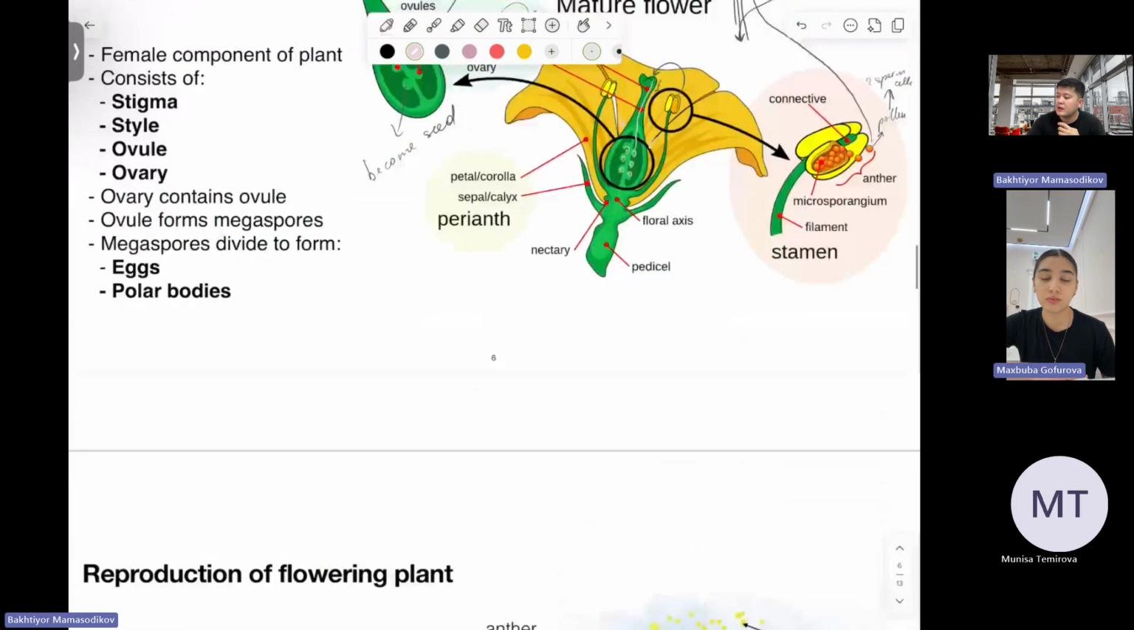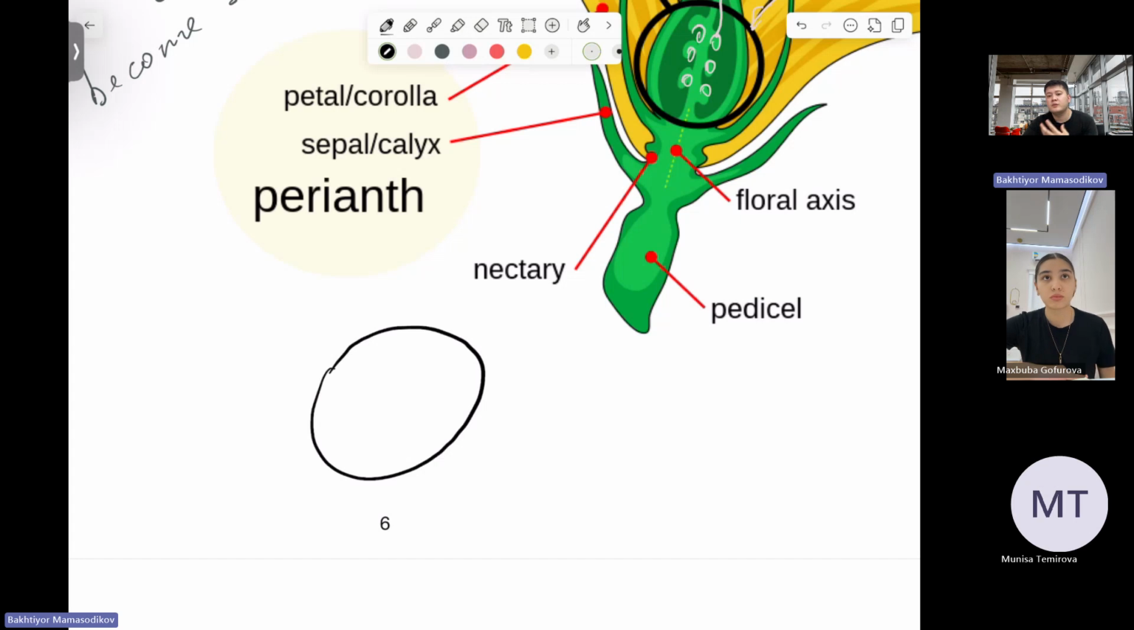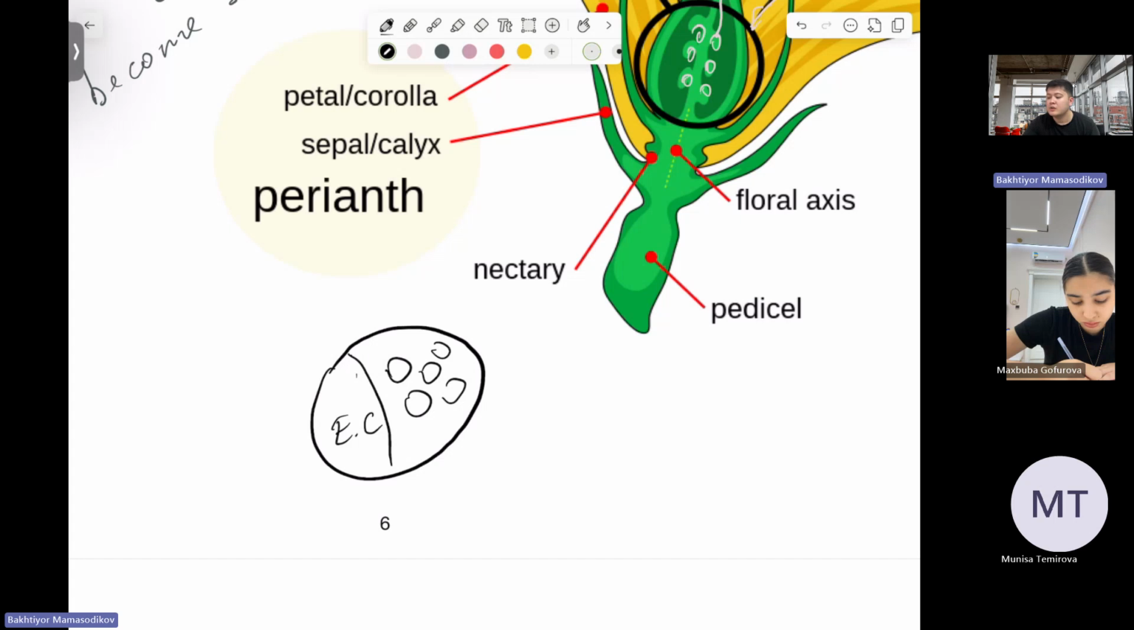But in the ovule, inside of the ovule, if I draw this ovule, imagine this is one ovule. They form the megaspores actually, and these megaspores undergo division to form the egg cell. Okay, the one that will be fertilized. Inside they will have the egg cell, and they will have the polar bodies, supporting structures. Okay, so there will be a lot of polar bodies. So if one sperm comes and fertilizes the egg cell, it becomes the zygote. Actually, it becomes the baby plant, the embryo.